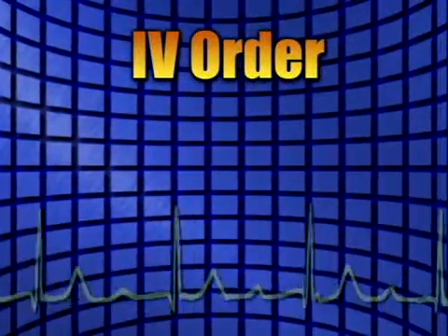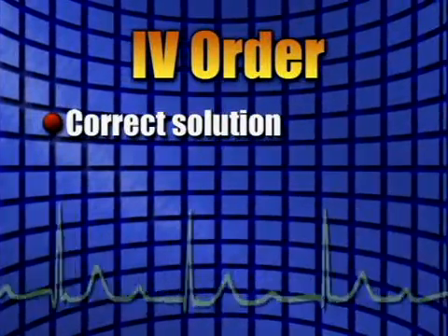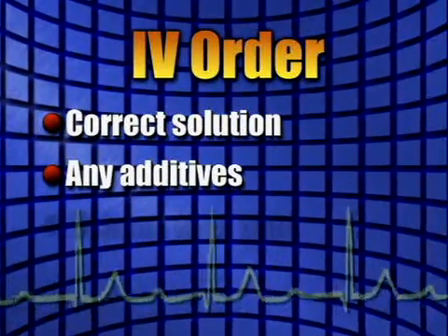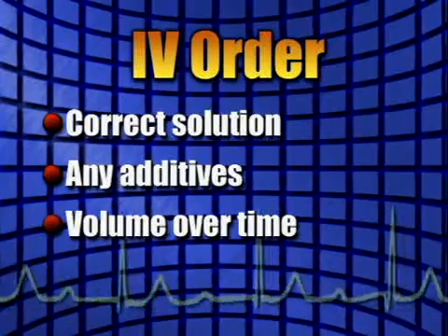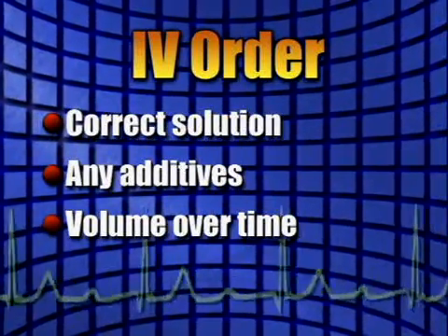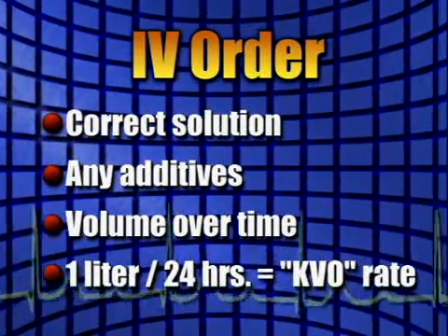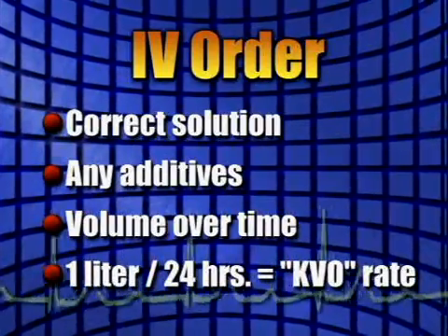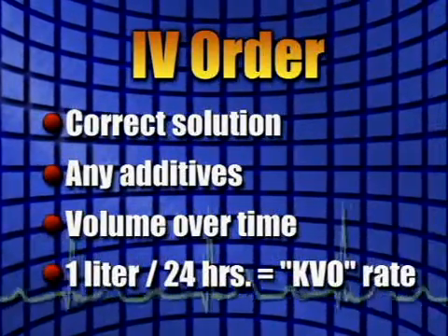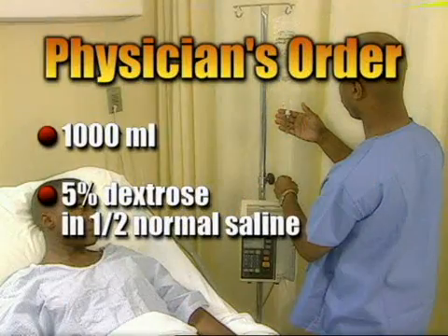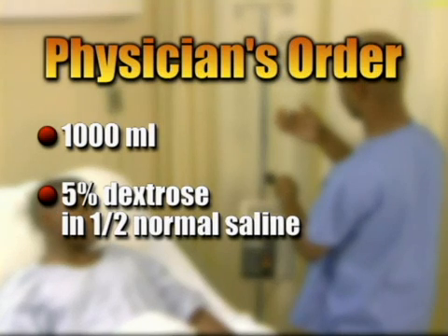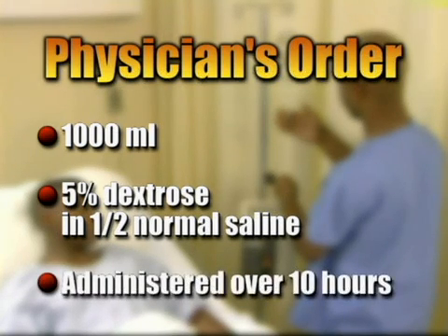The order should state the correct solution to be given intravenously, any additives, and the volume of solution to be given over a specific period of time, usually 24 hours. An order for 1 liter over 24 hours is often referred to as a keep vein open rate of infusion. For example, this order states that 1,000 milliliters of 5% dextrose in 1/2 normal saline is to be administered over 10 hours to Mrs. Baker.